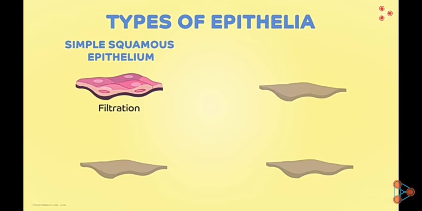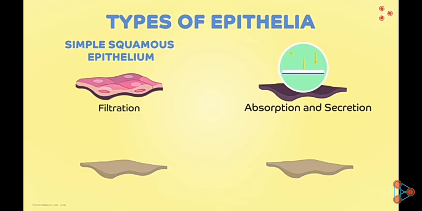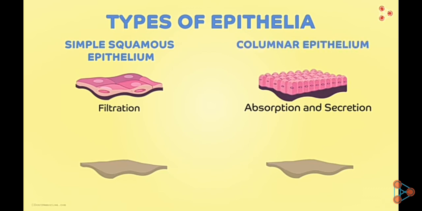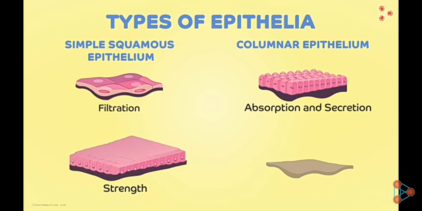Now let's take up the next function, that is absorption and secretion. For this, obviously we would need a larger surface area, right? Which is why we have these tall pillar-like cells on the basement membrane making up the columnar epithelium. Now at times, we need strength or support along with the larger surface area. In this case, we slightly change the structure to cube-like cells and form the cuboidal epithelium.